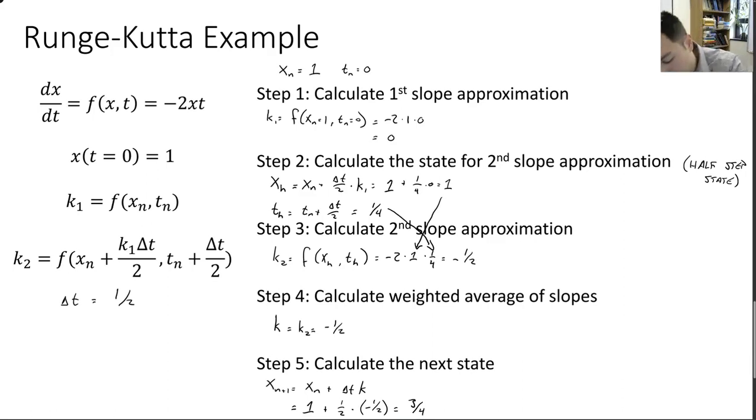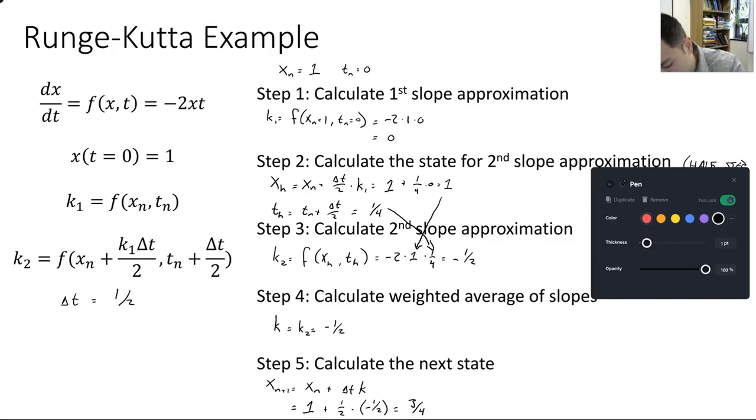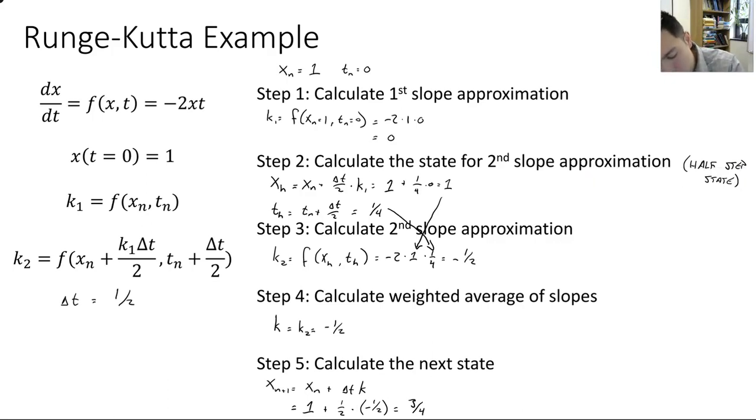Okay, let's take another step. For our second step, our second mapping, our xn value is going to be equal to 3/4, and our tn value is going to be equal to 1/2. Our k1 is going to be equal to minus 2 times our x value, which is 3/4, times our t value, which is 1/2. And so that's going to give us a slope approximation k1 equal to minus 3/4.